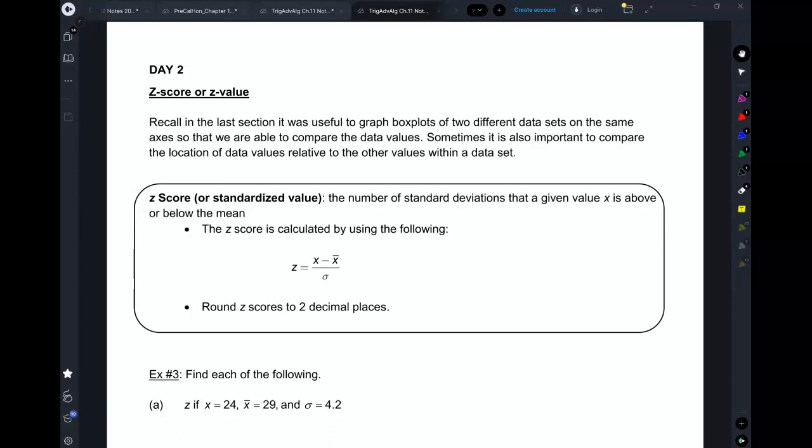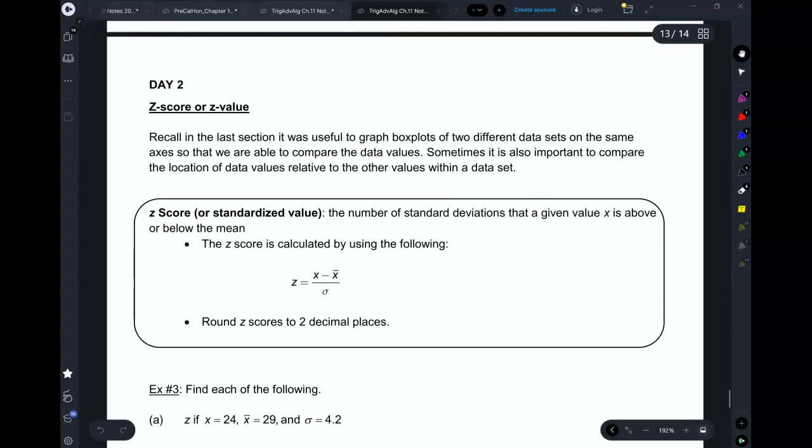But it's also important sometimes, when you have one data set, to compare one individual to the rest of the group. This is done a lot in SATs or percentiles, like when you take newborns to the doctor, they measure the height and the weight, and they say, okay, he's in the 97th percentile for height, you know what I mean? So that's what we're going to do today.